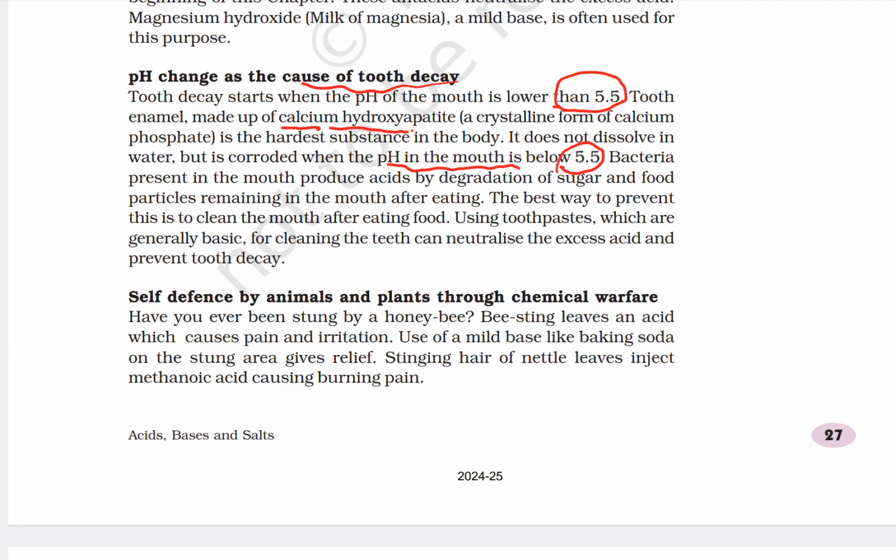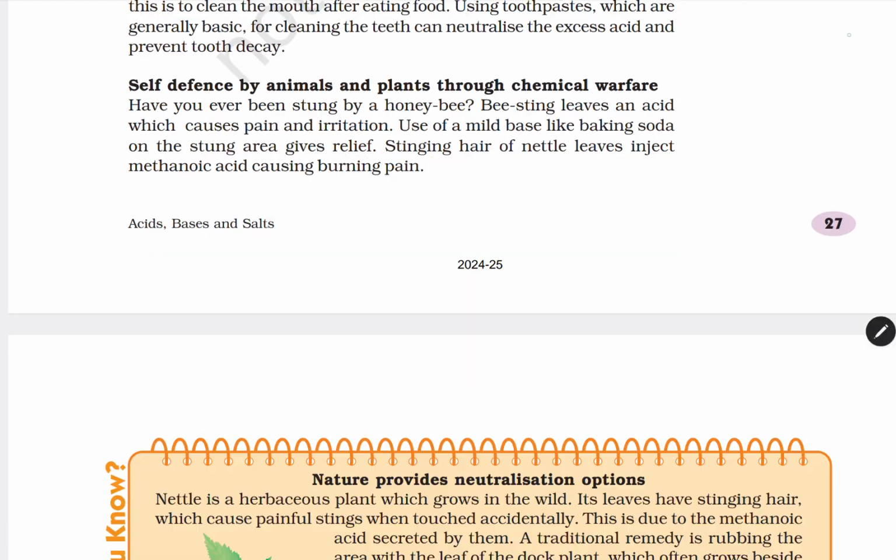All these are the problems. So how to rectify this problem? You have to clean your mouth after eating food and using toothpastes, which are generally basic and salty in nature. They will neutralize the excess acid inside your mouth, and that will prevent tooth decay. That is also a very important issue that has to be addressed.